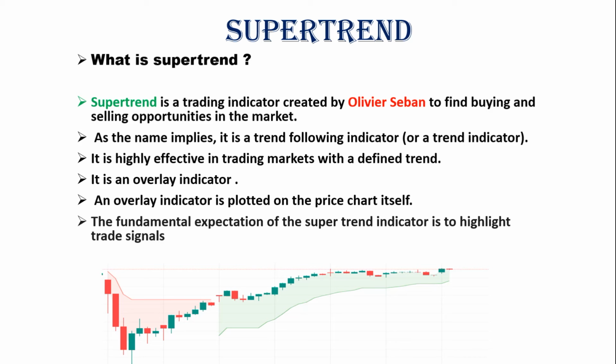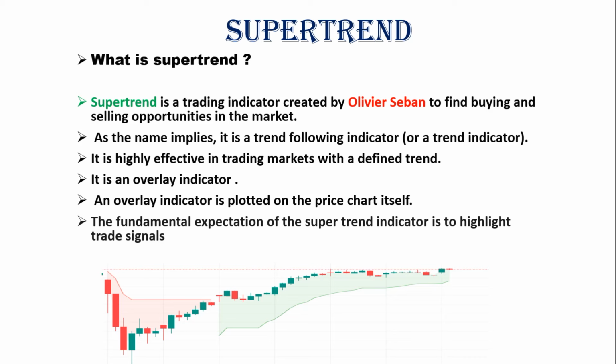It is an overlay indicator. An overlay indicator means it is plotted on the price chart itself, so we can see this particular indicator on the candles. We can see here this red and the green. This is called the SuperTrend. And we can see how to plot the SuperTrend with different multiplier and ATR levels.